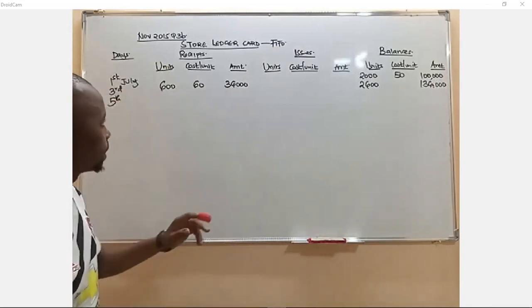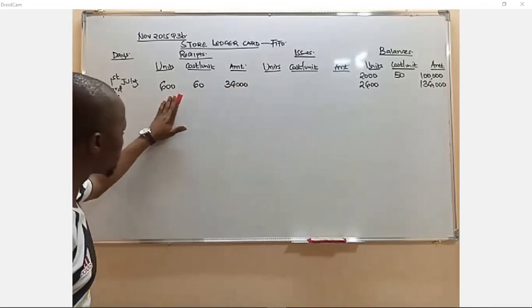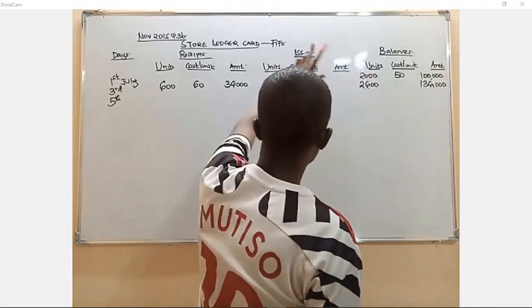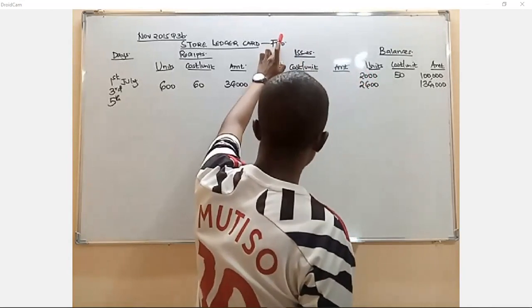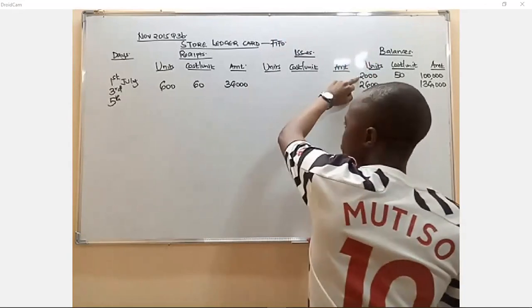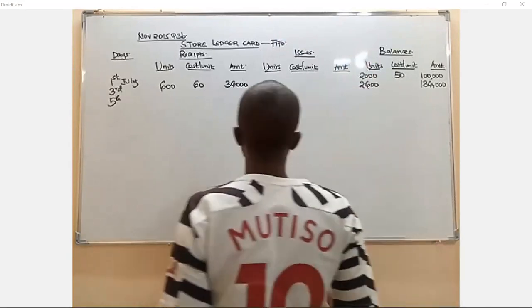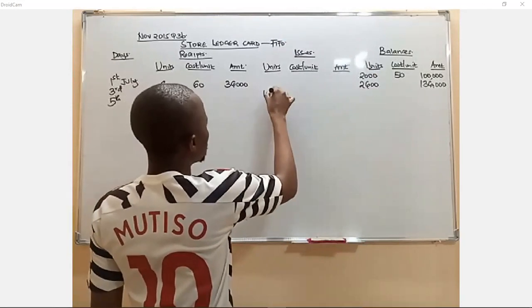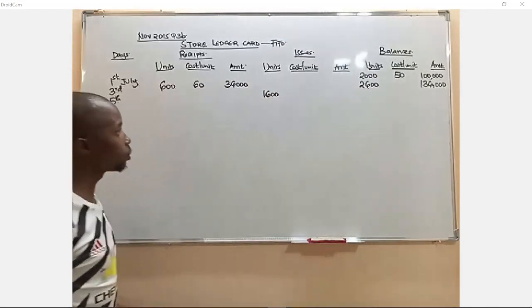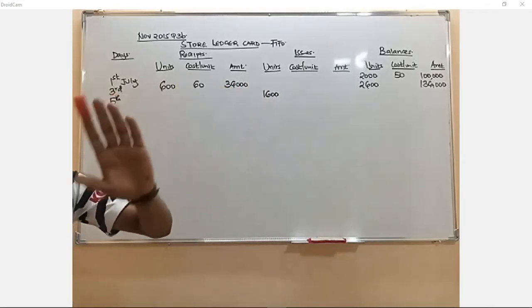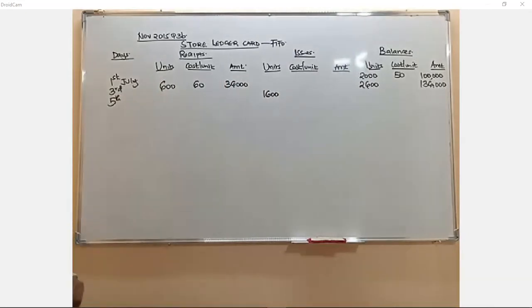Unaniambia niliuza. Nitauza zipi? Nitauza hizi 600 ama nitauza 2000? Unaniambia mwalimu tutauza 2000 because we are using the first in goods, right? They are the one to be issued first. So in this case we are going to be selling these ones, right? So hapo unakuja una record on the side of issues. Ule customer alikuja nataka 1600, si ndio? Nataka 1600.